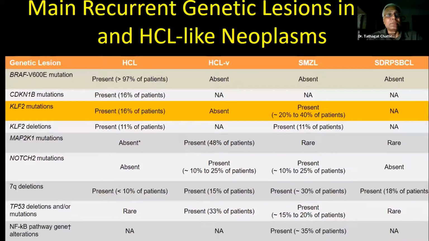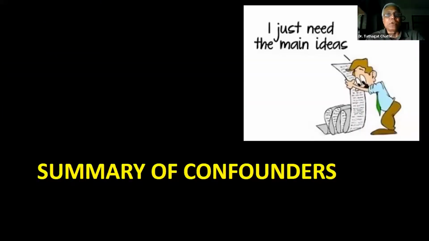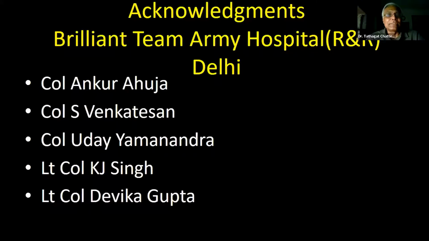The genetic aberrations are most important. The KLF2 mutations are seen in 20 to 40% of cases of SMZL. The BRAF V600E mutations are seen in classical hairy cell, and the NOTCH2 mutations are seen in variants. The summary of confidence, we have summarized everything.